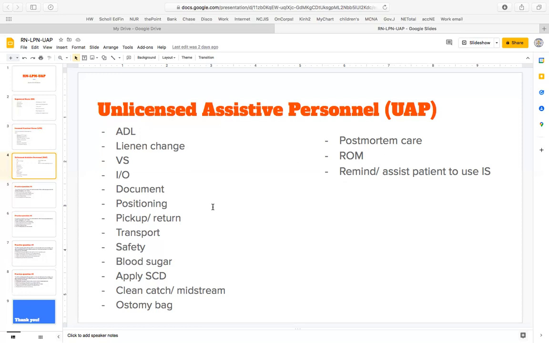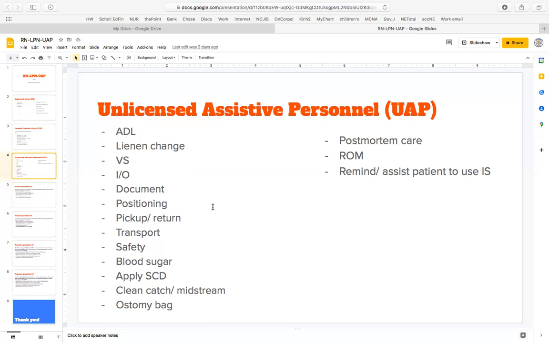Can LPN do continuous IV insulin? No. RN will do that. You see the trend I'm talking about here? I hope you see the difference between them. Next we have applying sequential compression devices. UAP applies the SCD. LPN can measure the SCD. RN will determine the effectiveness of SCD.